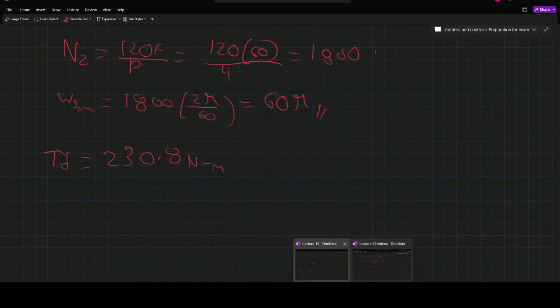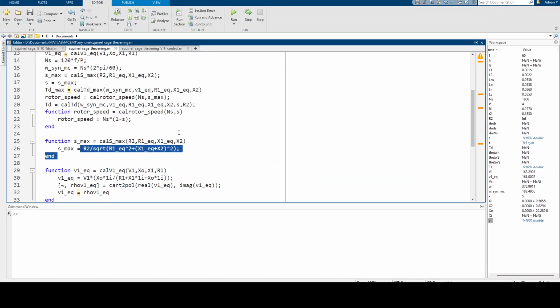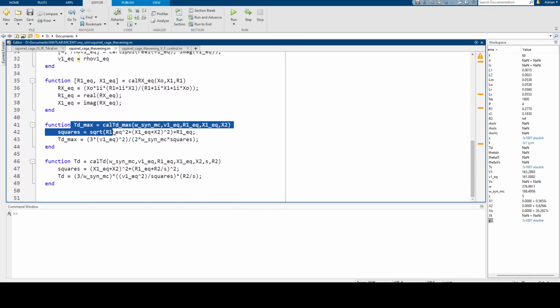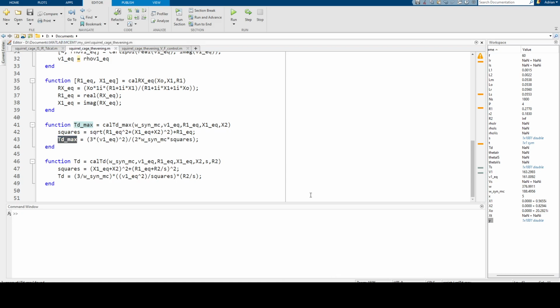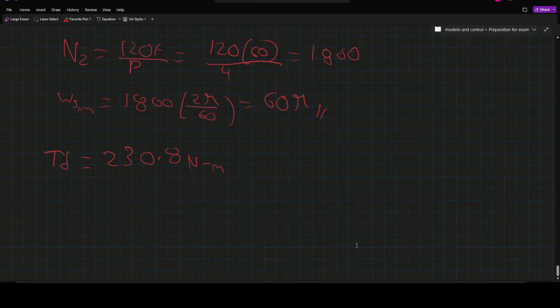And here in MATLAB, we have a formula for TD max. When we have our synchronous speed, our V1 equivalent, R1 equivalent, and X2 equivalent, we just calculate it with the formula that we have. So just plug in the values.